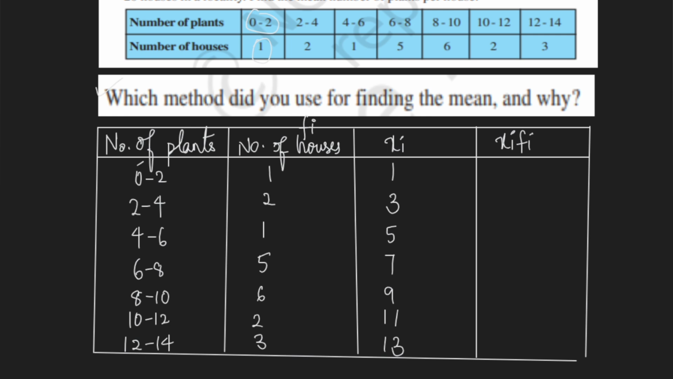So the next column is XiFi. XiFi is the multiplication of these frequencies with the Xi's. So 1 into 1 will give us 1, 2 into 3 is 6, 1 into 5 is 5, 5 into 7 is 35, then 6 into 9 is 54, then 2 into 11 is 22, 3 into 13 is 39.